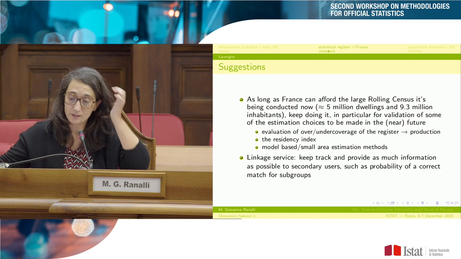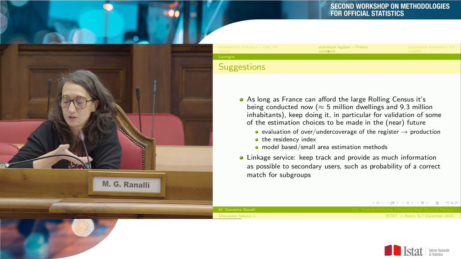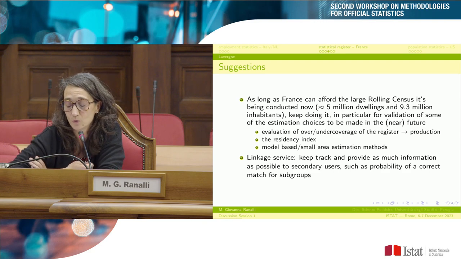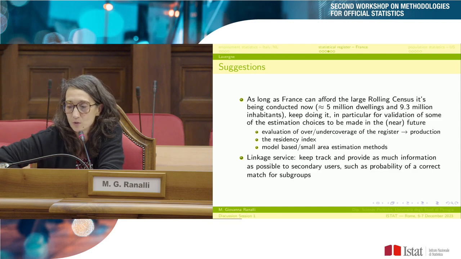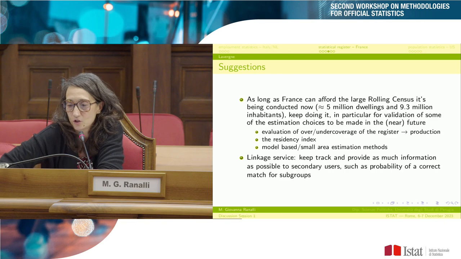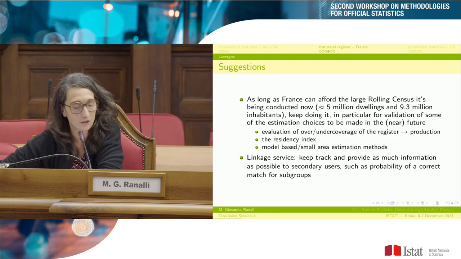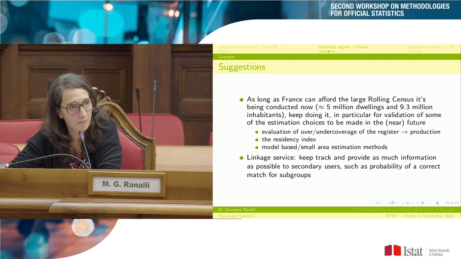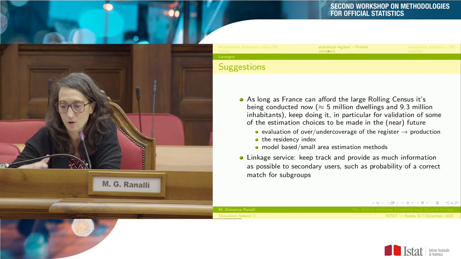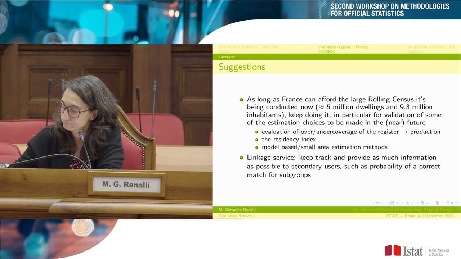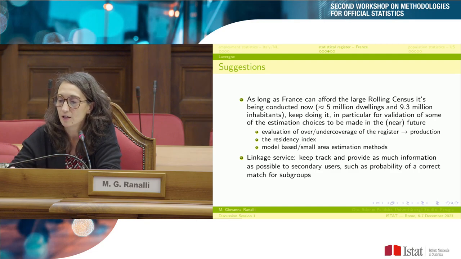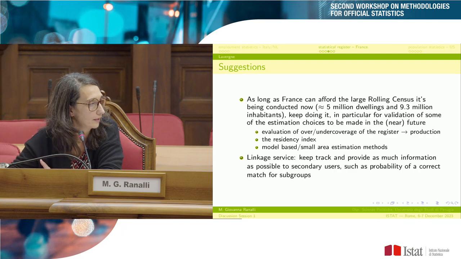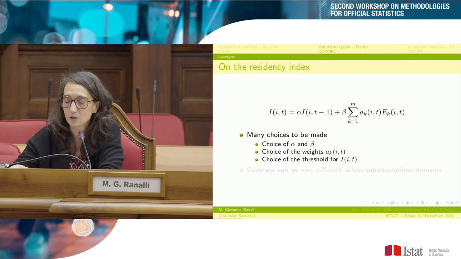And as far as the linkage service is concerned, I don't know if it's a useful comment, but I thought it would be useful to keep track and provide as much information as possible to secondary users, such as the probability of a correct match for subgroups. That way everyone using match data can know the level of error, in general the probability of correct linkage, but also for subgroups. And also because secondary users can be within INSEE at some point, not only outside.